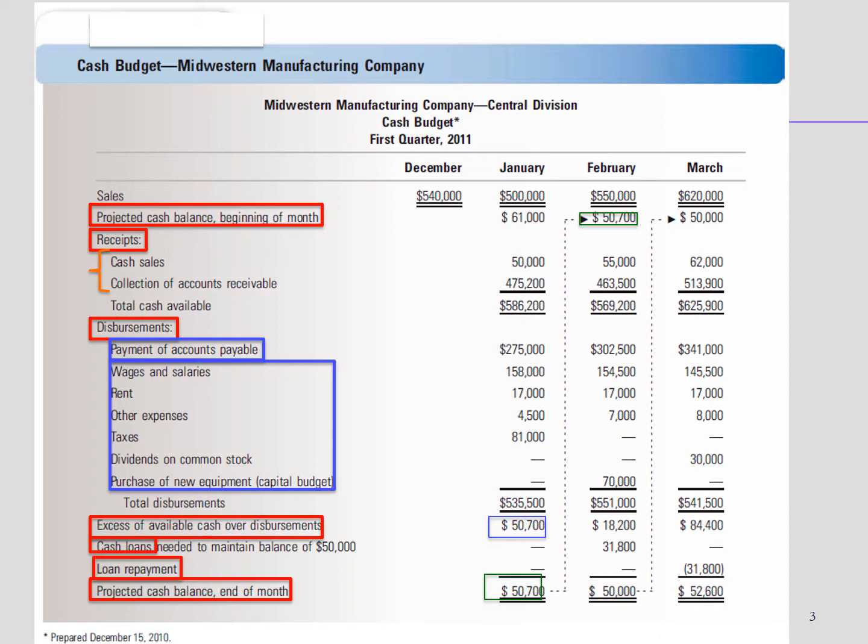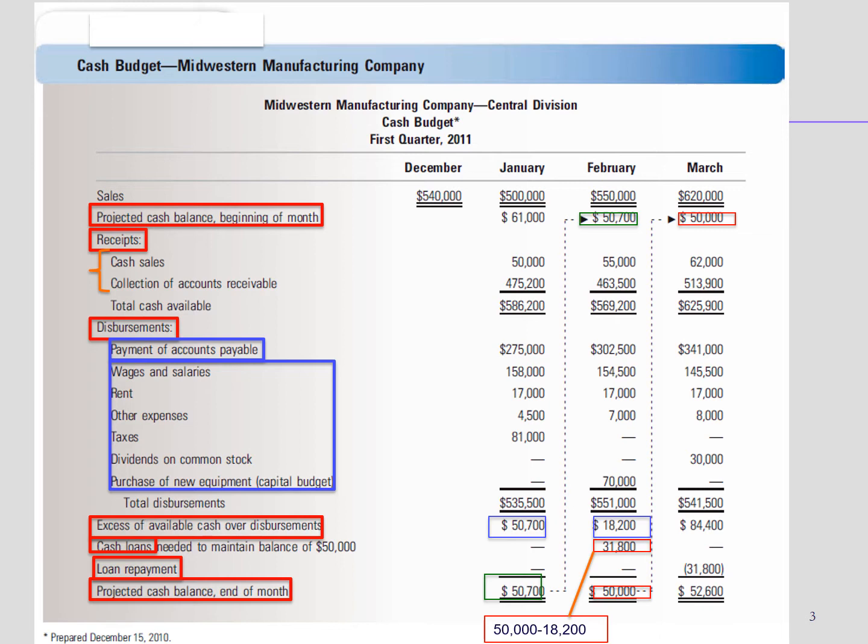Repeat the steps just described. At the end of February, the available cash is $18,200, less than the desired cash balance of $50,000. The company needs to borrow cash loans of $31,800, calculated by the difference between $50,000 and $18,200 to maintain the desired cash position of $50,000. The projected cash balance at the end of February is $50,000, which becomes the projected cash balance at the beginning of March.